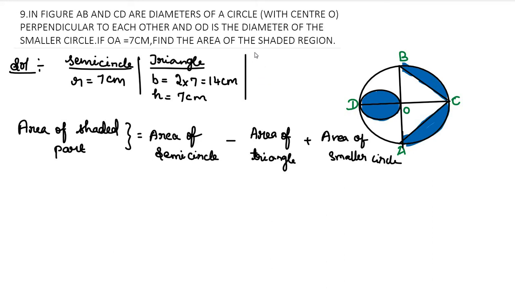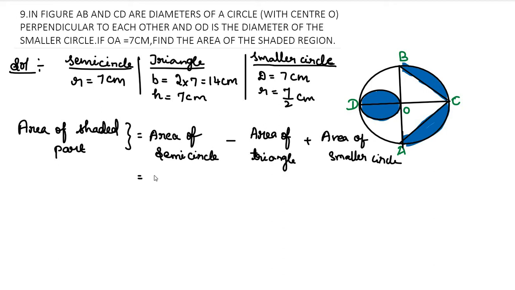And coming to the smaller circle, we know the diameter. If OA is 7 centimeter, OD is also 7 centimeter. So, OD is 7 centimeter, that is the diameter is 7 centimeter for the circle. Right? What about the radius of the smaller circle then? 7 by 2 centimeter. Shall we apply all these things in this?